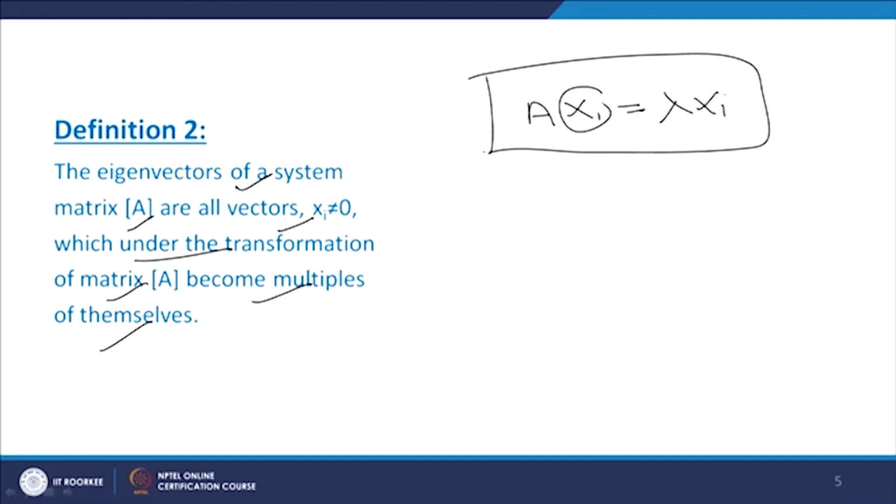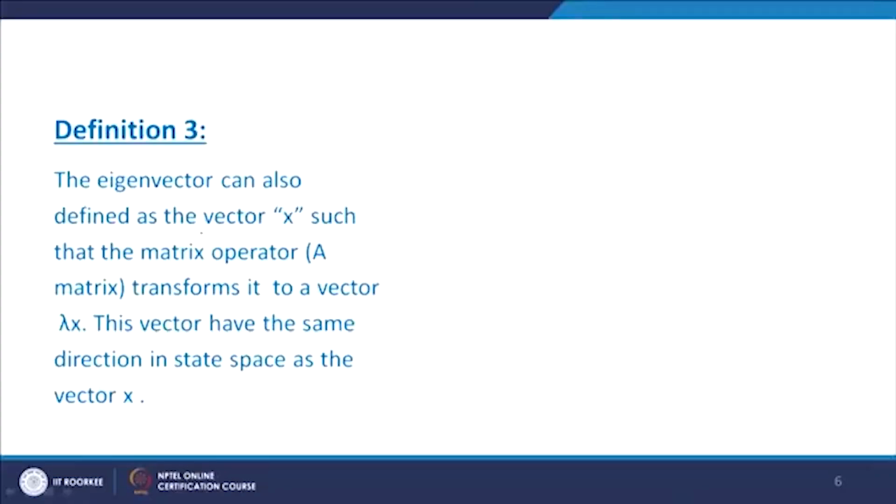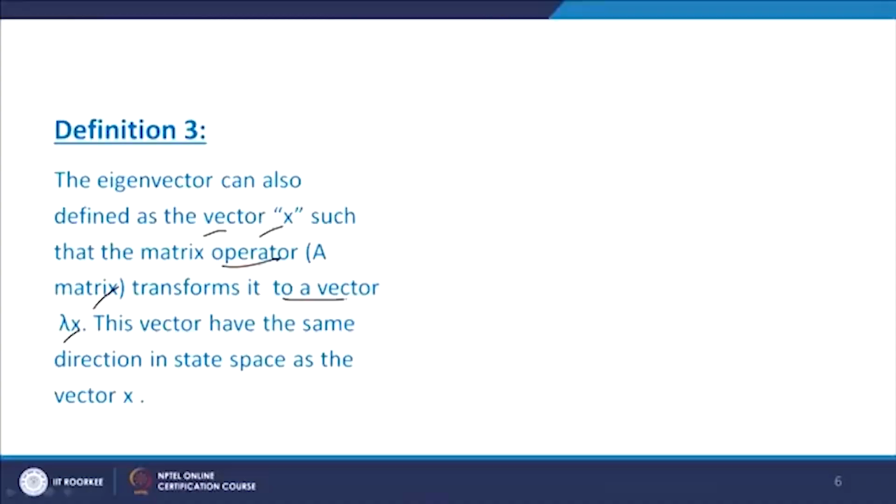What is happening here is that matrix A operates on x and we get a new vector. You will find that you have to see what the directions are, and it is along the same direction. Here is the third definition: an eigenvector can also be defined as a vector x such that the matrix operator A transforms it to the vector lambda x. We told earlier that Ax equals lambda x. So it is the same thing, transformed to vector lambda x. This vector has the same direction in state space as the vector x.